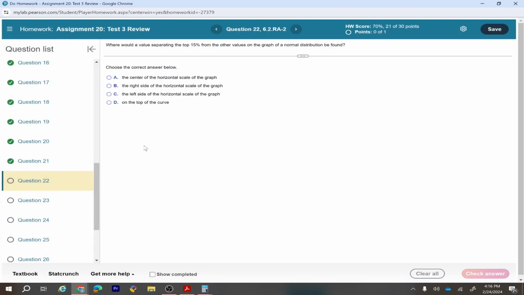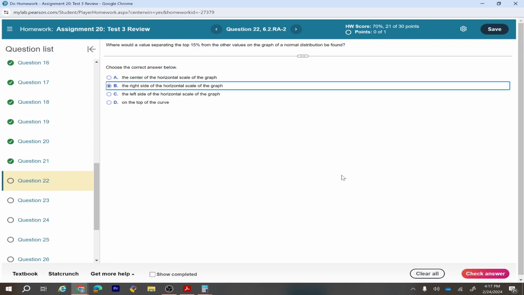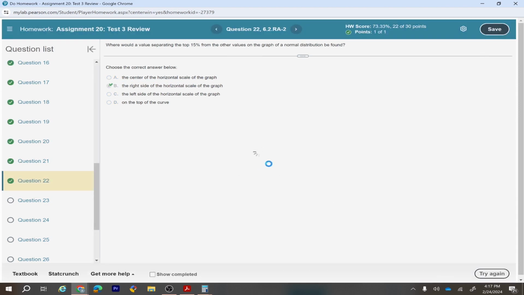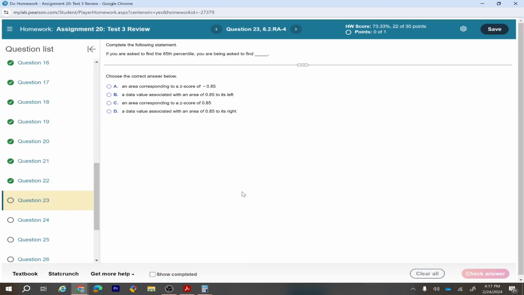Okay. Where would a value separating the top 15% from the other values on the graph of a normal distribution be found? So top 15% is the right side of the graph, the right side of the horizontal scale of the graph. Okay, that's the top 15%. Okay, next question. If you are asked to find the 85th percentile, you are being asked to find the value or data value associated with an area of 0.85 to its left.